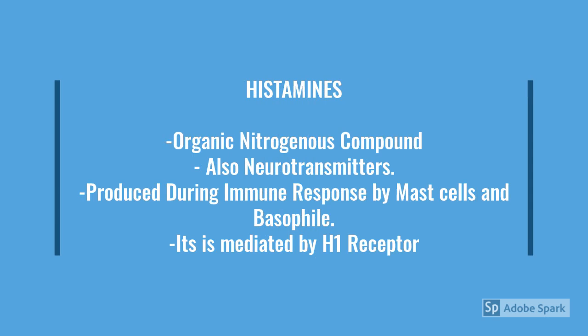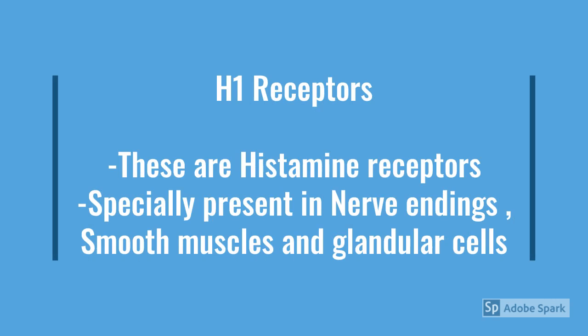Before going to this topic, we should know what is histamine. Histamine is an organic nitrogenous compound. It is also a neurotransmitter. It is mainly produced during immune response by mast cells and basophils. It is mediated by H1 receptors. What are H1 receptors? These are the histamine receptors, specially present in nerve endings, smooth muscles, and glandular cells.